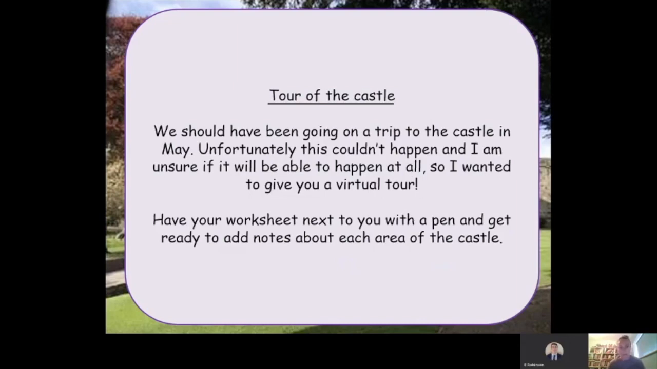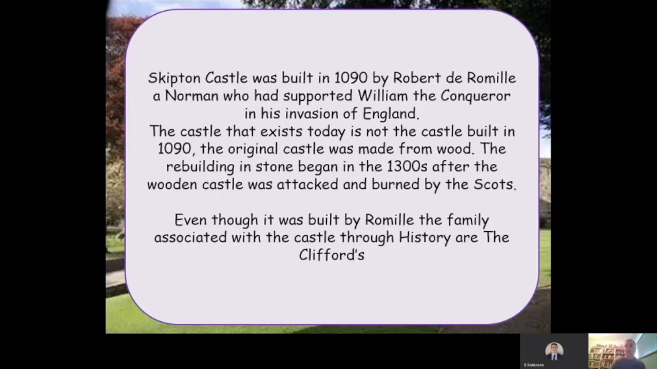Okay, so a little bit of background. Skipton Castle was built in 1090 by a guy called Robert de Romille. Now, he was a Norman, and he'd supported William the Conqueror in his invasion of England. Remember the Norman Conquest, 1066, Battle of Hastings? He was a big part of that.